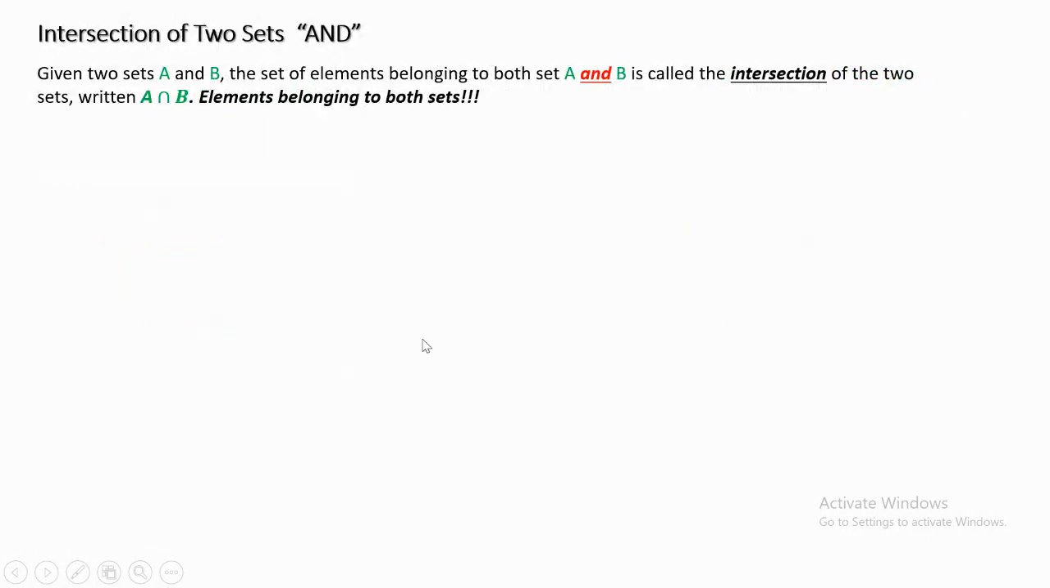Now, given two sets, A and B, the set of elements belonging to both set A and B is called the intersection of the two sets, and is written as A intersect B. The symbol here means intersects, or elements belonging to both sets. I like to tell my students, because at times this doesn't make sense, what do they have in common means the same thing as elements belonging to both sets.